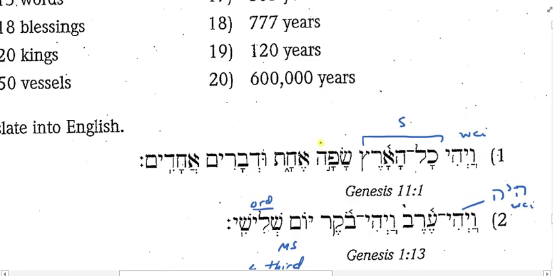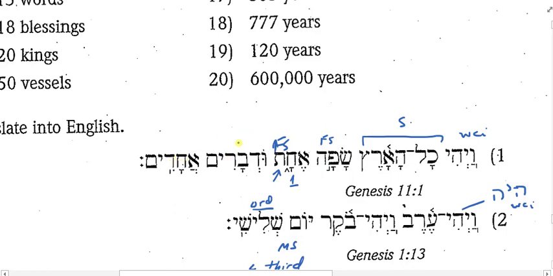What is a safa? It's a lip. That's right. And echat is the number what? 1. Is 1 a noun or an adjective? It's an adjective. And it has to agree with its noun in gender and number. Safa is feminine singular, so achat has to be feminine singular as well, because numbers 1 and 2 always agree with the noun's gender that they're numbering. Is this a feminine form of number 1? Well, yeah. It's got a dalet when it's masculine. It's got a tav when it's feminine, okay? So achat. So this is one lip. All the earth was one lip.